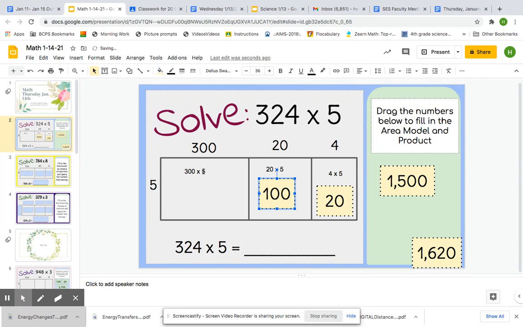And then 300 times 5. I'll take away the 2 zeros. 3 times 5 equals 15. Add the 2 zeros back. That will equal 1,500.